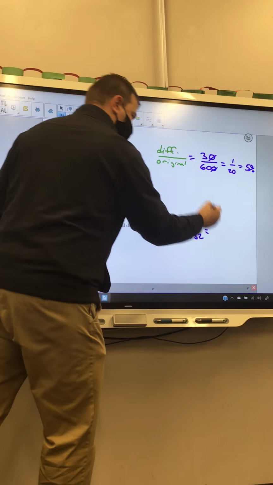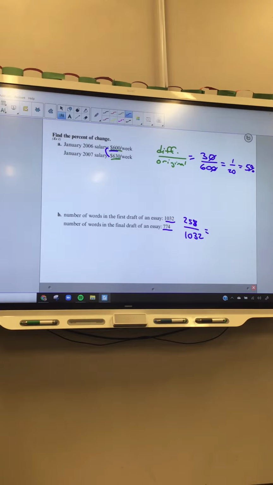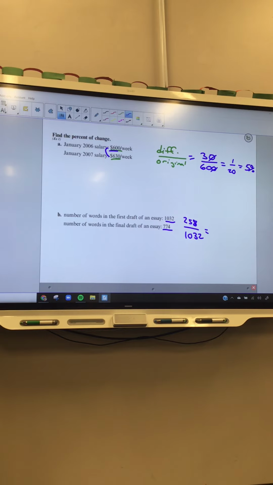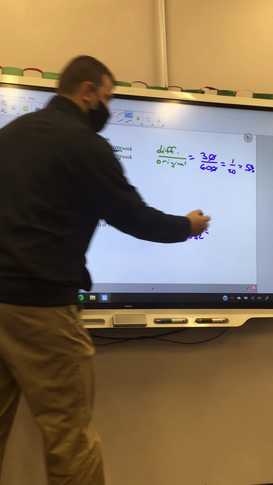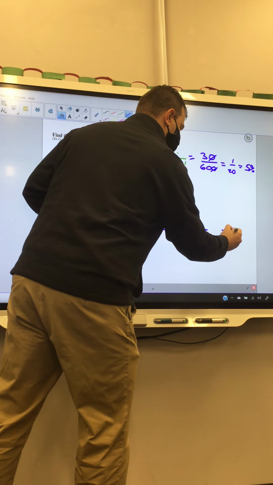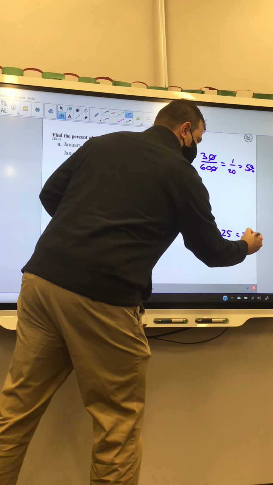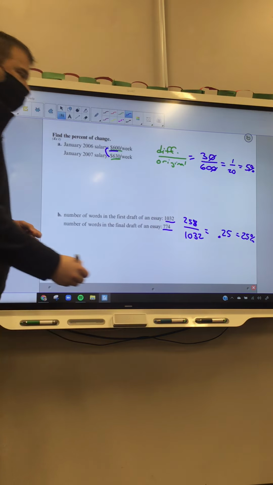Okay. So now when you take that, I wouldn't even try to simplify in terms of fractional pieces. Just plug this into your calculator. 258 divided by 1032. What do you get as a percentage? You actually get a decimal, right? But what does that decimal turn into as a percentage? 0.25. Okay, so what is 0.25 in terms of a percent? 25%.